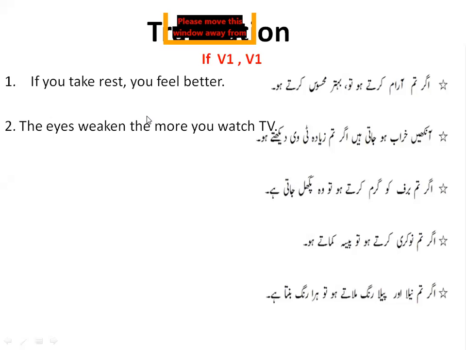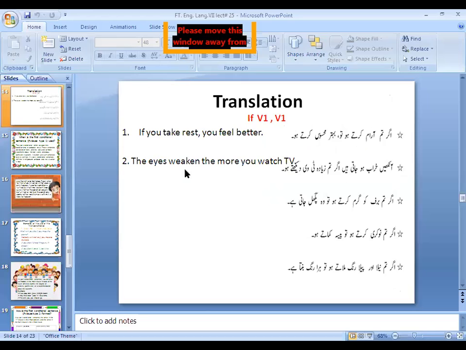आंखें खराब हो जाती हैं अगर तुम ज्यादा टीवी देखते हो. The eyes weaken the more you watch TV. This is the reality of the structure, but if we have to use if: अगर तुम ज़्यादा टीवी देखते हो तो आंखें ख़राब हो जाती हैं. The eyes weaken if you watch more TV. It is just for the example which I wanted to give you, that's why I didn't make if here. This is not the right translation, because we have to use if here, since the translation contains अगर.